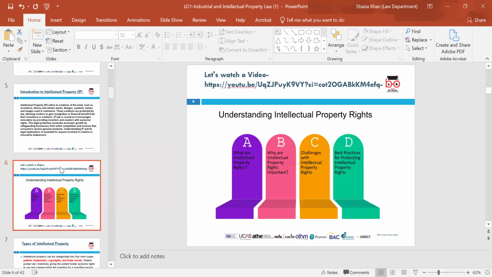We've got a video here that you can watch in your own time on understanding intellectual property. It looks at what intellectual properties are, why intellectual property rights are so important, challenges with intellectual property rights, and best practices for promoting them. So why it's so important, why there's a need to protect it, the key principles, and who the owner is. These are things that need to be looked at when protecting intellectual rights.